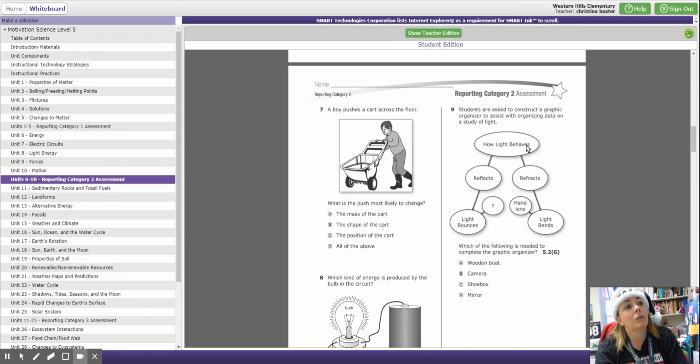Here, you've got refracts. And then a character of refracts is that light bends. And then one example of that would be the hand lens. You're looking for which one will go in here. Which of the following is needed to complete the graphic organizer? A, a wooden boat. B, a camera. C, a shoebox. Or D, a mirror.